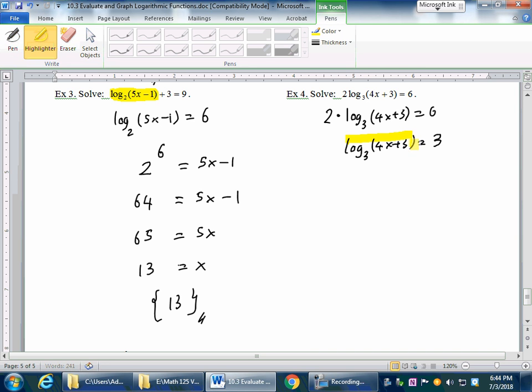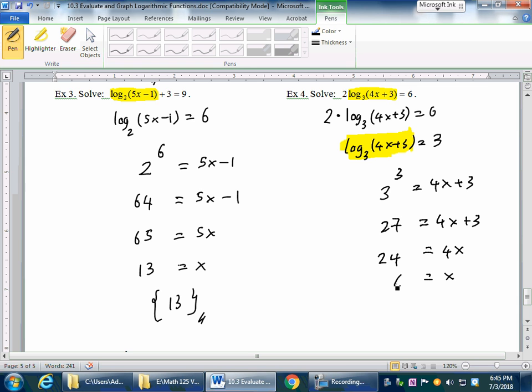Now we have the logarithm term by itself. See that before we don't have it, we have this 2 right there. So we need to get rid of it. So that allows me to rewrite in equivalent exponential form, which is base 3 to the third power, that is equal to 4x plus 3. 3 to the third power is 27, equals 4x plus 3. Now I'm solving for x, so subtract 3 on both sides will be 24. And dividing by 4 on both sides will become 6.